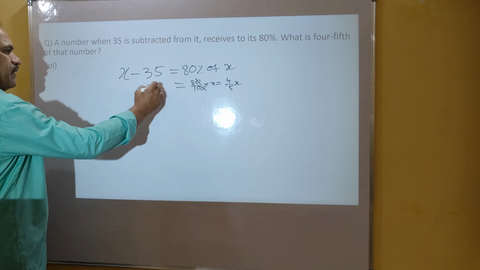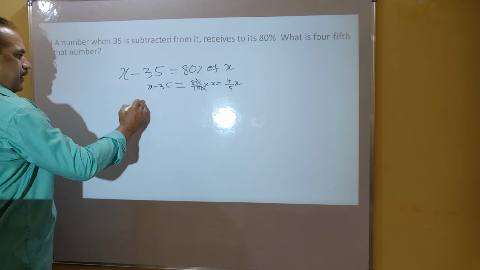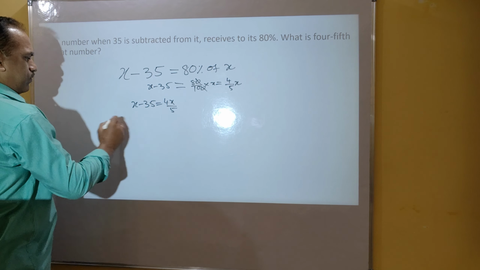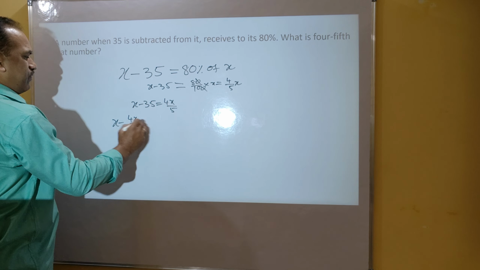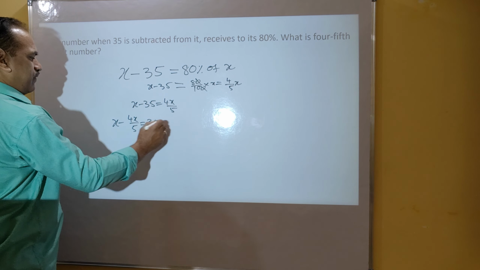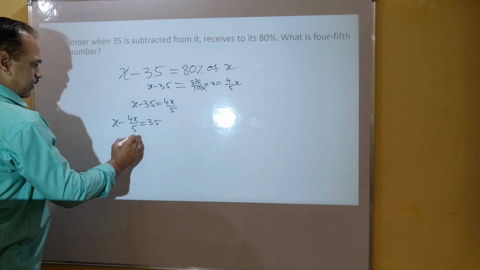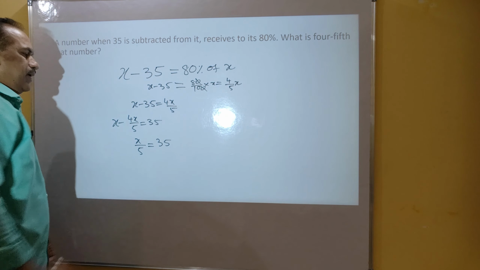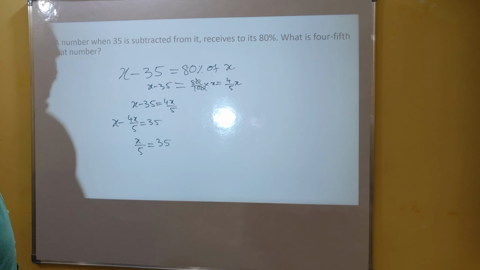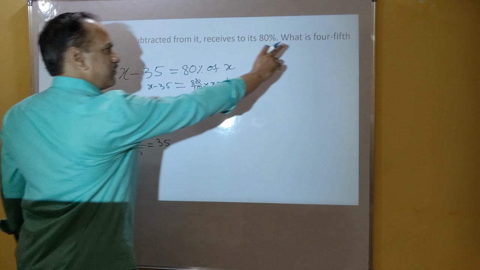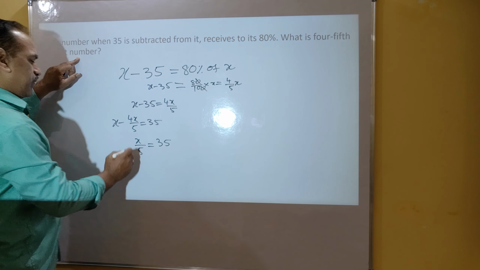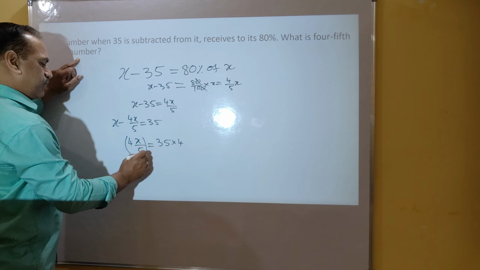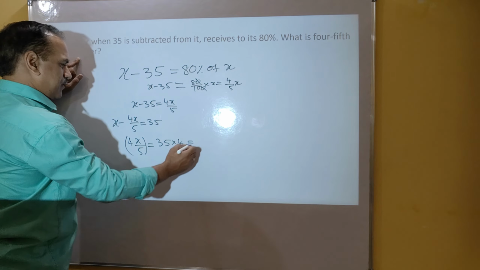But x minus 35 is that. x minus 35 is 4x by 5. So x minus 4x by 5 is 35. x by 5 is 35. But you are asked to find 4/5 of the number. 4/5 of the number. So you multiply both sides by 4. You will get 4/5 of x, which is 140.